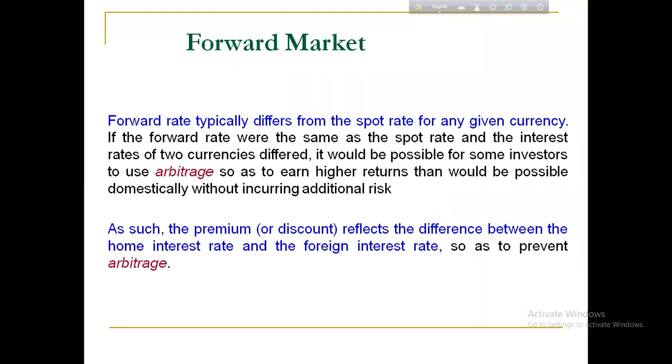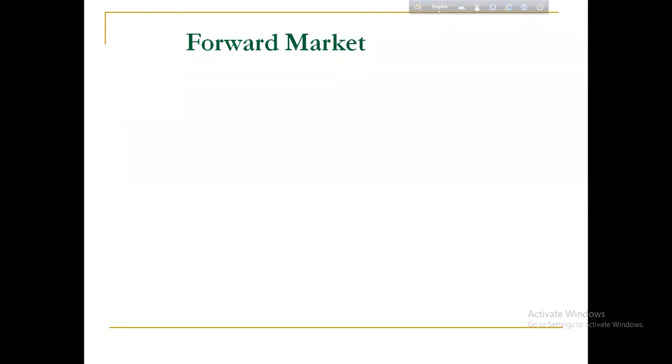The forward rate typically differs from the spot rate for any given currency. If the forward rate were the same as the spot rate and the interest rates of the two currencies differ, it would be possible for some investors to use arbitrage. So again, when the forward rate and spot rate are equal but the interest rates differ, investors can get an arbitrage opportunity. The premium reflects the difference between the home interest rate and the foreign interest rate, and it also prevents arbitrage.